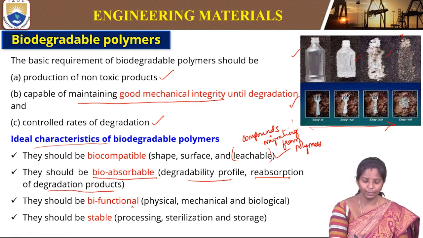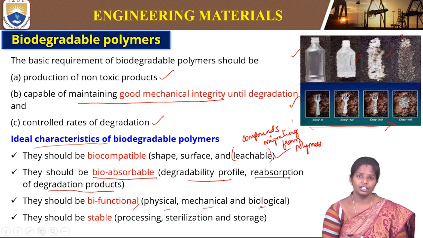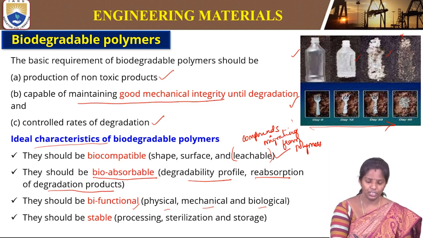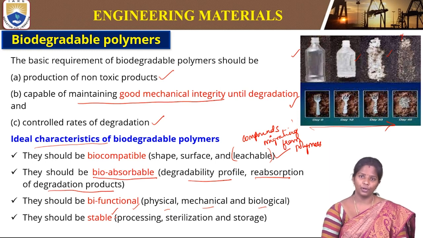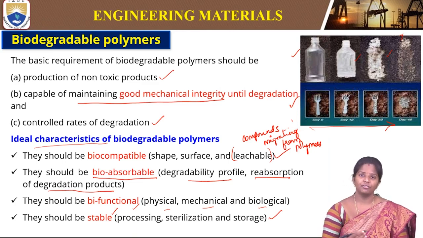Then they should be bifunctional, both physical, mechanical and biological. They should have different functionalities so that they can be used in different applications. And they should be stable, meaning the polymer should be stable throughout its processing, development, sterilization, storage, and ultimately its application and lifetime usage.